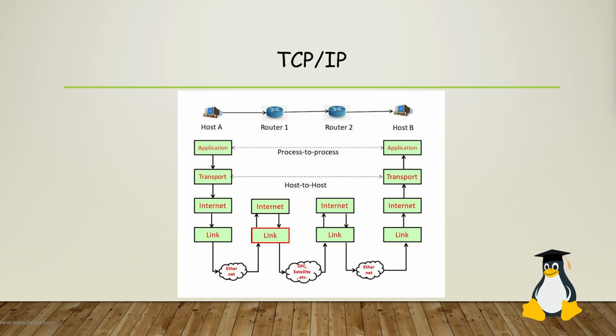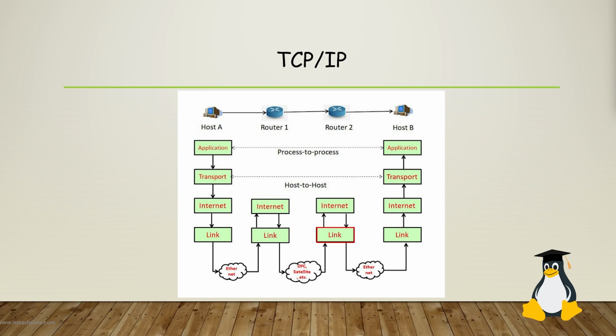So when the data gets to router 1, it is de-encapsulated at the link layer and then sent up to the internet layer. The internet layer is where the router actually looks at the destination IP address to know where to send the data. So then it is re-encapsulated and sent to the link layer and sent back over the internet to the next router on its way to the destination. At the second router, the data is de-encapsulated again at the link layer and then sent up to the internet layer where it looks at the destination IP address, and then it's re-encapsulated, sent to the link layer.